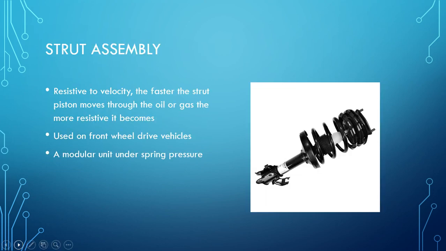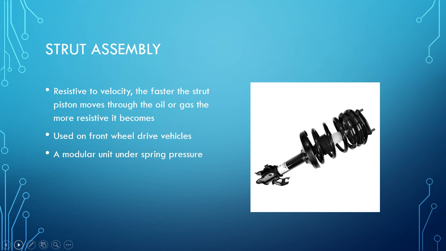So the first component we want to talk about is the strut assembly. When we're referring to the word assembly, an assembly by definition is a component that is comprised of many components within one. We'll be talking shortly about the strut itself and its different components, but for now we'll look at it as a whole unit.